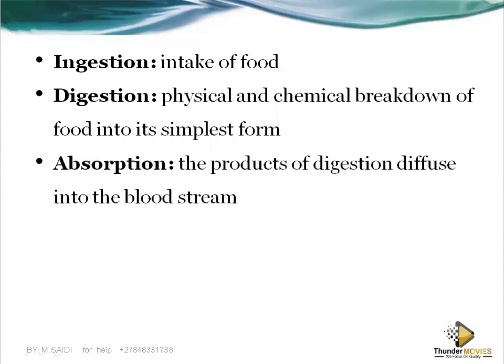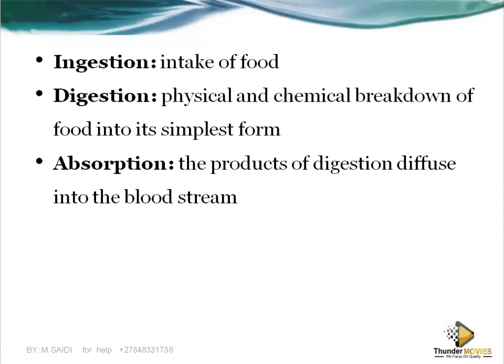Then we have absorption. Absorption is when the products of digestion are diffused into the blood. So they are taken from the digestive system to the blood. That's why sometimes after eating, you feel weak. Why? Because now the food is being absorbed into the bloodstream. So when you absorb this food, the blood is drained from the brain and taken to the digestive system or the stomach, and then the brain remains without enough oxygen and food, and it makes you a little bit weaker. So that's what happens because absorption is taking place.